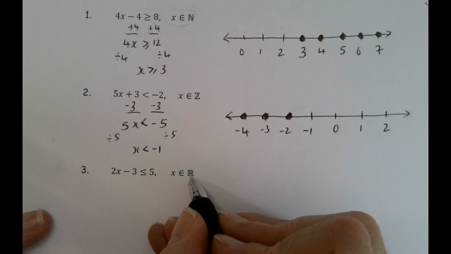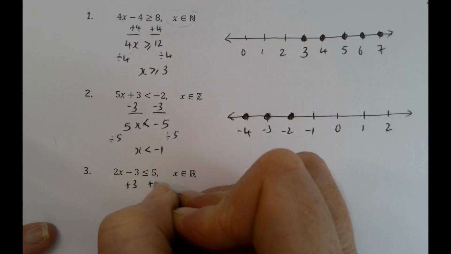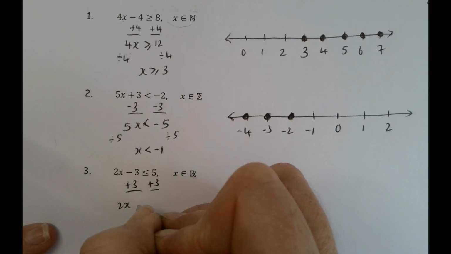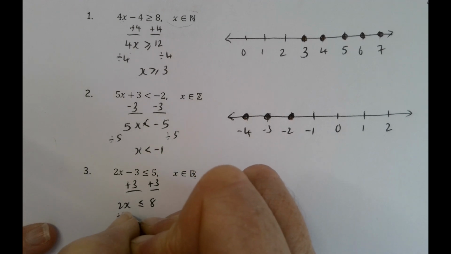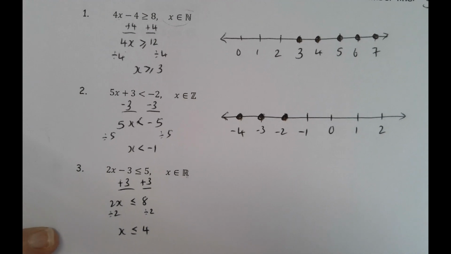Okay. x is a real number this time, so it's going to include all the numbers we could possibly think of. So let's solve our inequality. First, 2x is less than or equal to 8. Divide by 2, divide by 2. x is less than or equal to 4.